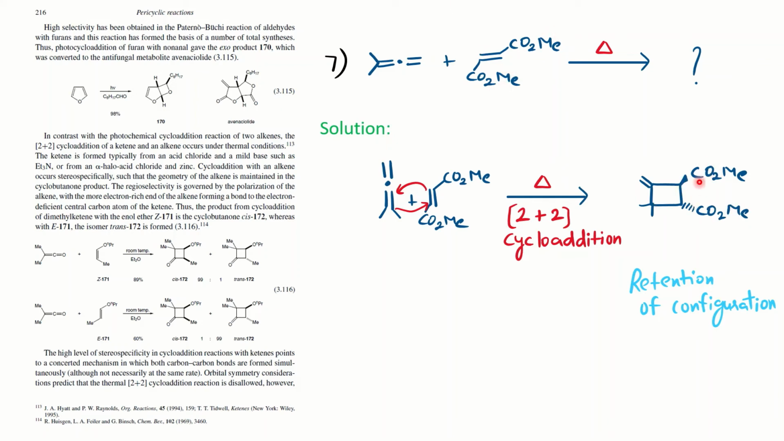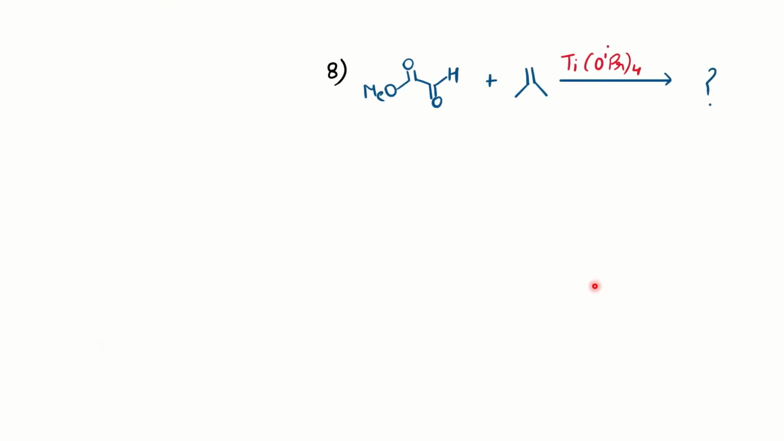then your product also has the trans alkene, because in cycloaddition syn addition takes place. So retention of configuration will be there. If you start with cis, the product is going to be cis. If it is trans, it is going to be trans. So it is a 2+2 cycloaddition, and it was a direct question from the textbook.